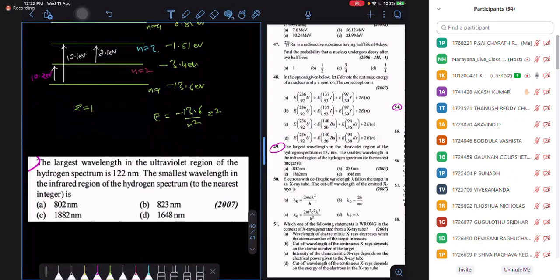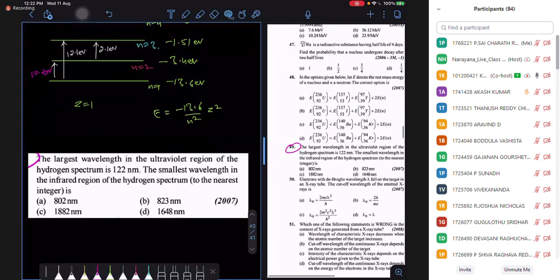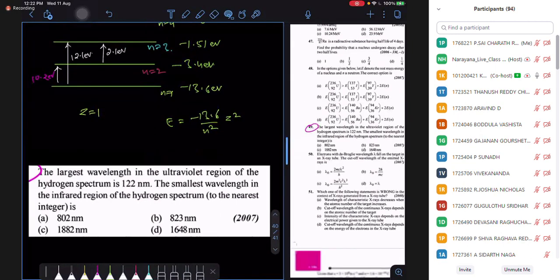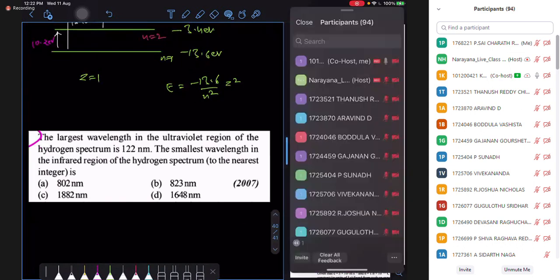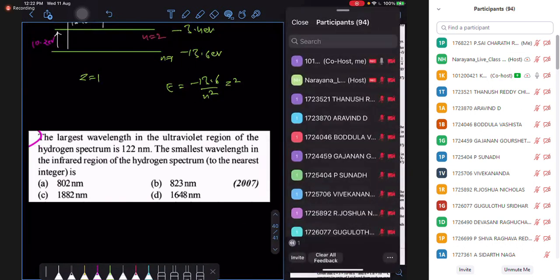The next question is question 49. The largest wavelength in the ultraviolet region of the hydrogen spectrum is 122 nanometers. The smallest wavelength in the infrared region of the hydrogen spectrum is... ultraviolet and infrared. How do we know about that? Is it ultraviolet or infrared?